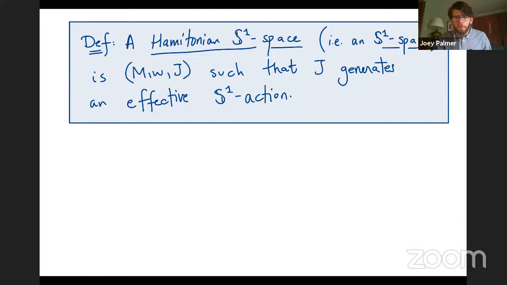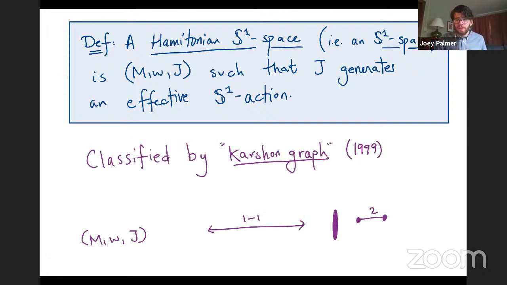Right. So our first object of interest is a Hamiltonian S1 space, which I'll just call an S1 space. This is a triple (M, omega, J), where (M, omega) is a symplectic four-manifold, and J generates an effective S1 action. These have been studied in lots of contexts for quite some time. In particular, they were classified by a paper of Karshon in 1999, where you can associate to the triple a graph with some labels and extra data that tells you all of the interesting features of the S1 space. It tells you everything about the S1 space, actually. I'll explicitly describe this graph later, but I just want to introduce it for now.